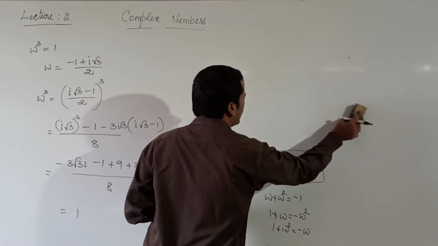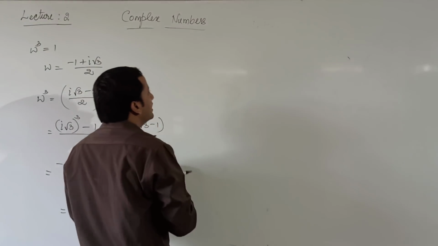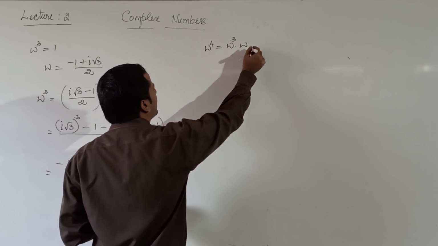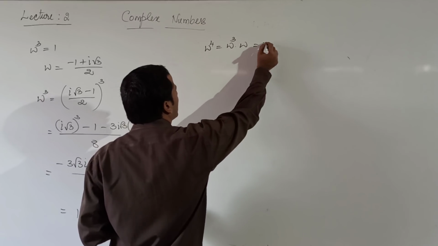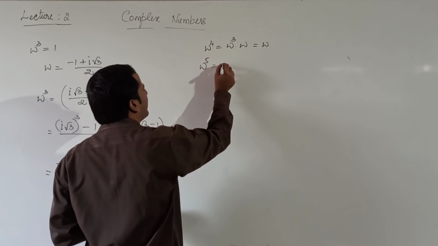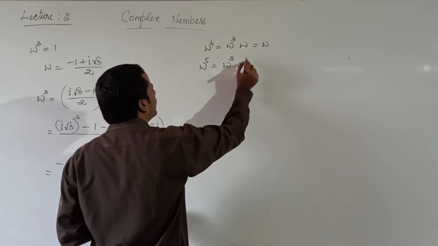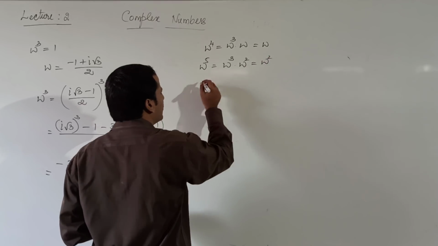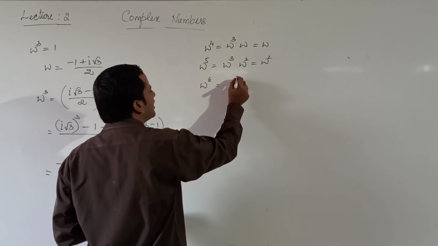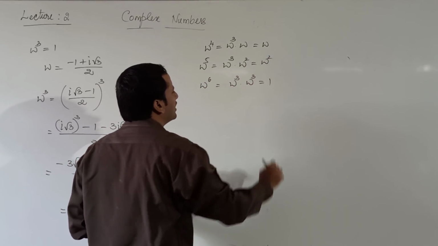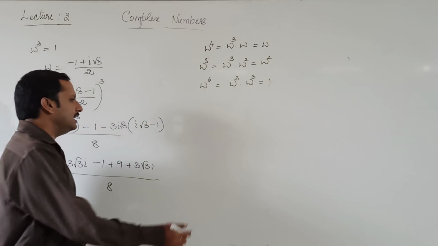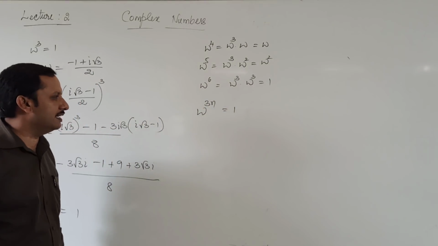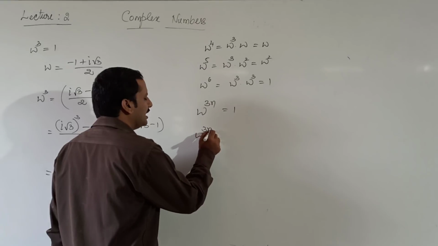Now not only omega cube, from this we can say what omega power 4 is. Omega power 4 is equal to omega cube into omega. Omega cube is 1, into omega, that is omega. Omega power 5 is omega cube into omega square, that's equal to 1 into omega square, which is omega square. Then omega power 6 is nothing but omega cube into omega cube, that's equal to 1 into 1, which is 1. So in general, we can write omega power 3n is equal to 1, where n is any positive integer.